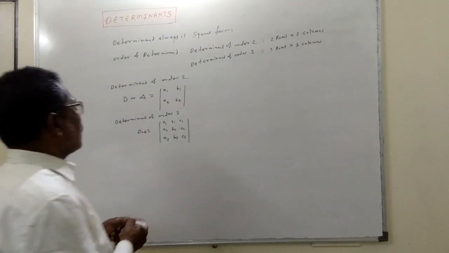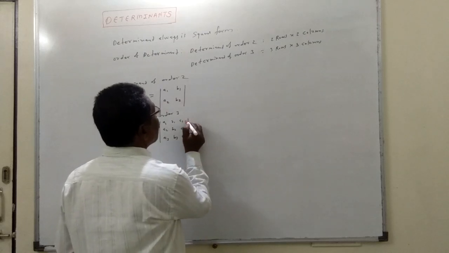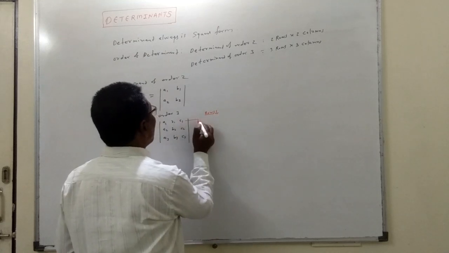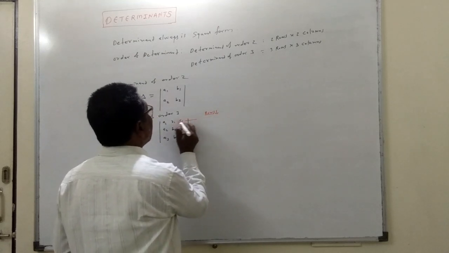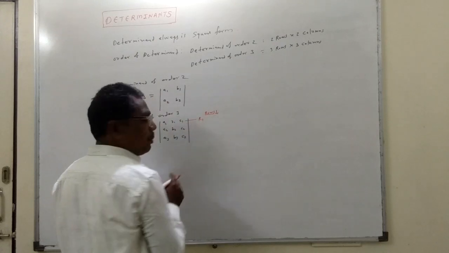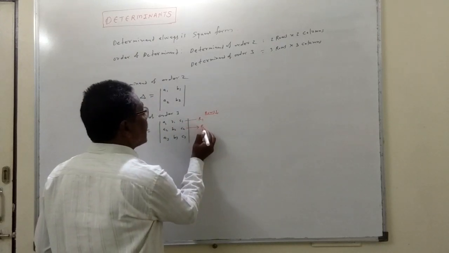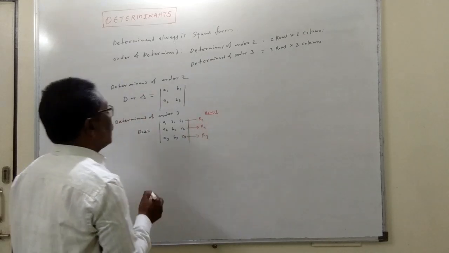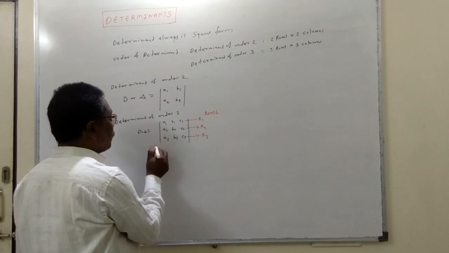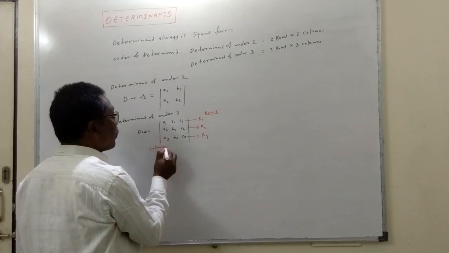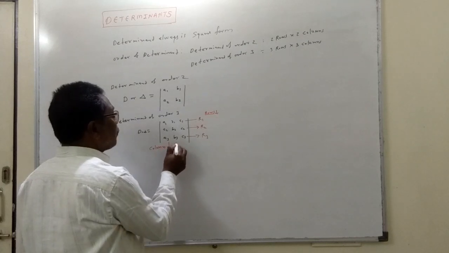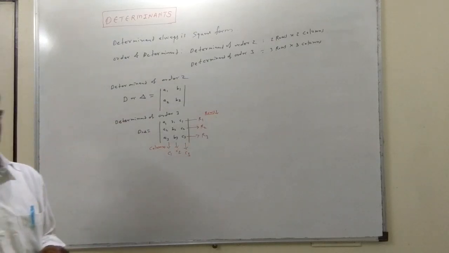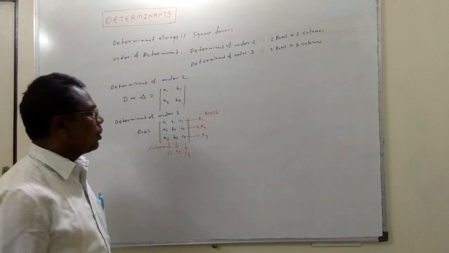Now here the horizontal lines are called the rows. These are the rows. So this first row we write R1. R1 means first row. This we can say is R2. This is R3. So here first row, second row, third row. Now vertical lines are columns. So this column is C1, this is C2, this is C3. So C1 is the first column, C2 is the second column, C3 is the third column.